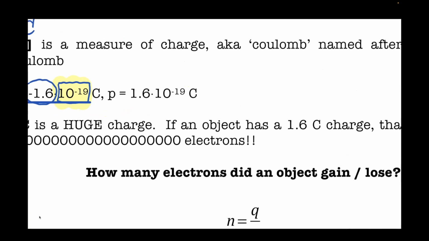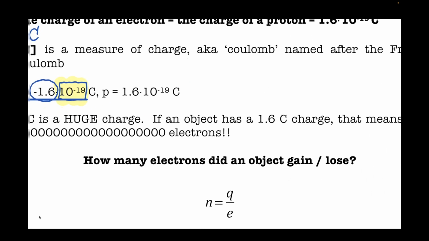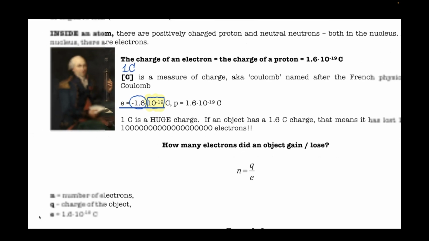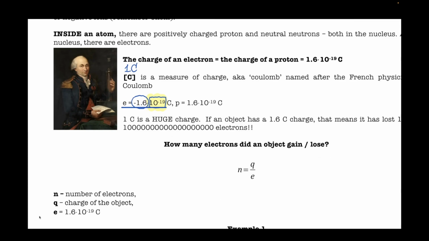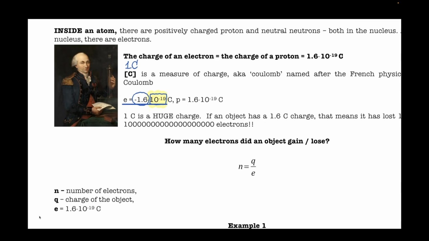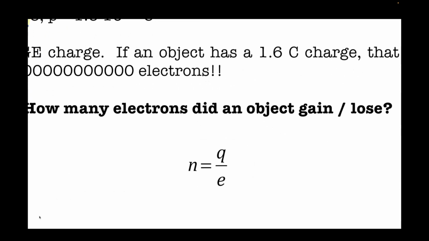How many electrons does an object gain or lose? How do we know it? Or, on the other hand, if we know how many electrons an object lost or gained, how are we going to figure out what the charge is? So here's the formula: N equals Q over E. Remember how I can rearrange this. What if I want to find the Q? What is the charge of an object if I know how many electrons are lost or gained? That's how we would recalculate it.